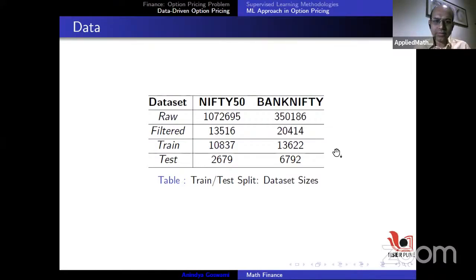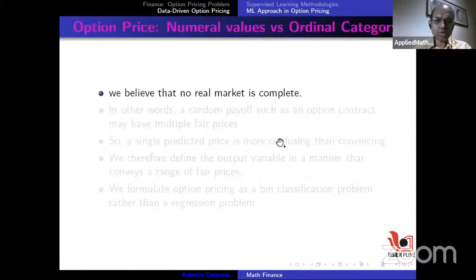So what we have investigated is the near-the-money section of the data. This is the number of training data, and this is the number of test data. We also believe that predicting a single option price value is less meaningful. One can do that, and actually all the work in the past was like that: finding a single option price prediction from an algorithm, basically a regression problem.